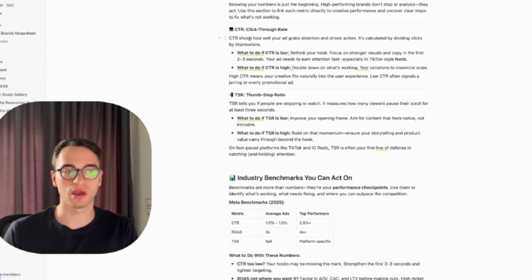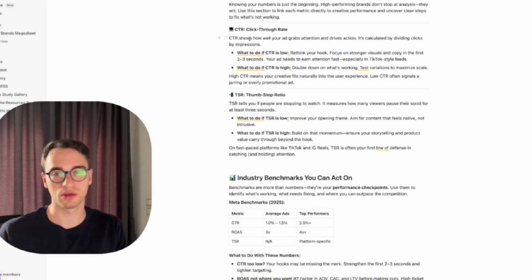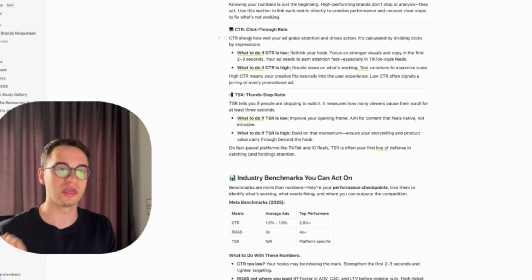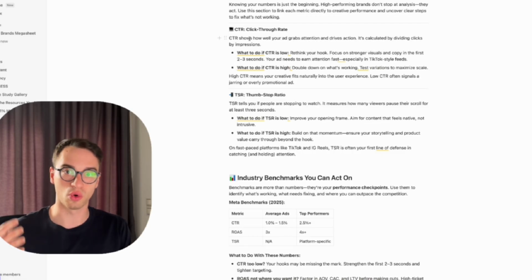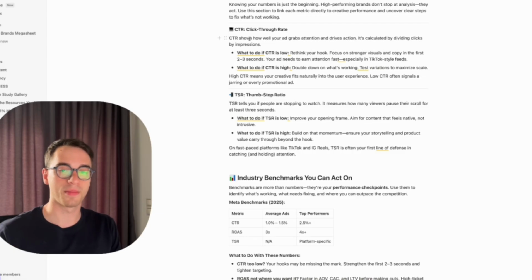And in terms of the click-through rate, when it's high, you need to double down on what's really working. You need to test and maximize the amount of variations that you test in the hook. It's something really clicking here, something that comes naturally to your audiences, and they click through and they probably buy your product as well.